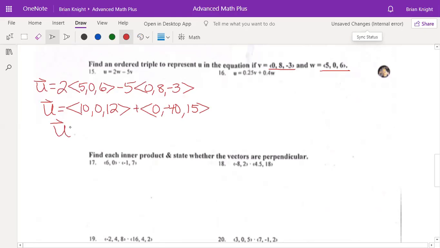And then you just add 10 plus 0 is 10. 0, negative 40 is negative 40. And 12 and 15 is 27.